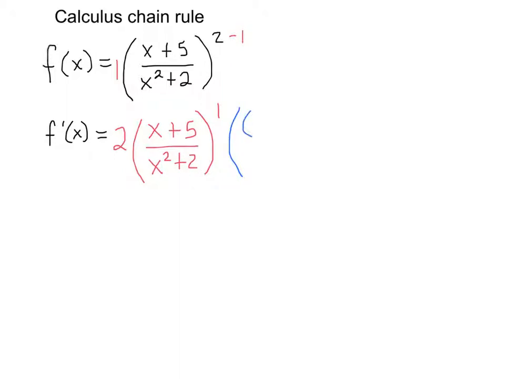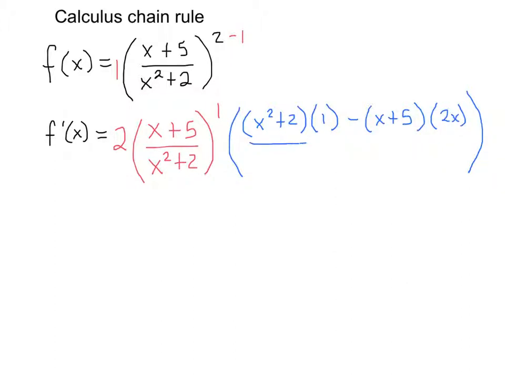So I'll say x squared plus 2, that's the bottom, times the derivative of the top, which is 1, minus the top times the derivative of the bottom, which is 2x. So far I have the bottom times the derivative of the top, minus the top times the derivative of the bottom, and the quotient rule says all over the bottom squared.